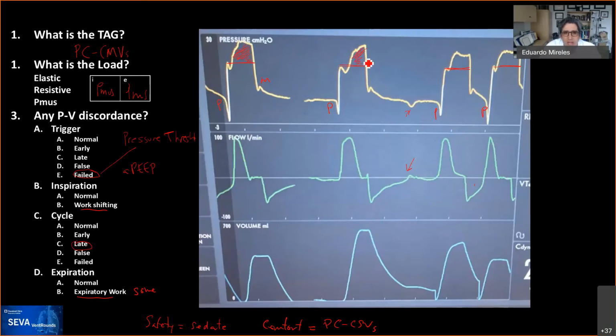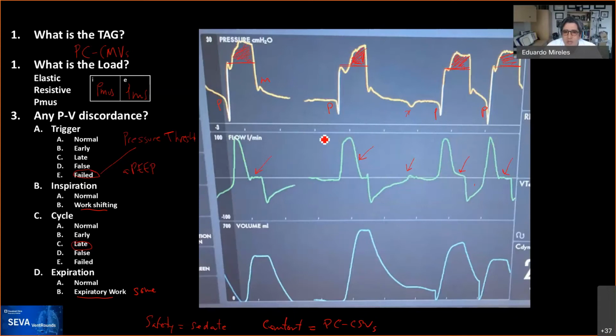Why do you think that is happening, Steve? I guess it's a little bit tricky. So look at the flow. The flow is your answer. Maybe the patient begins to fight the breath. The patient begins to expire.